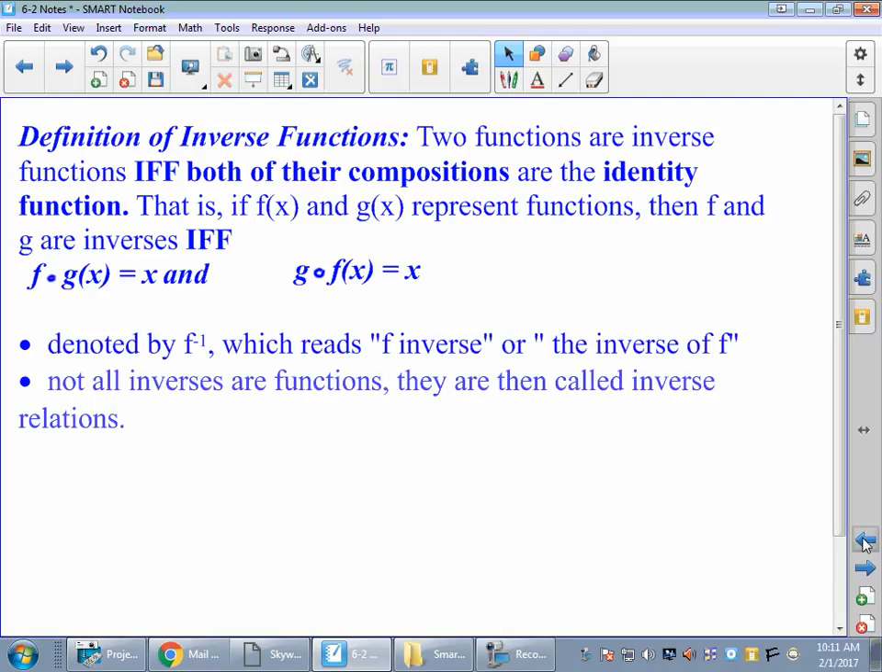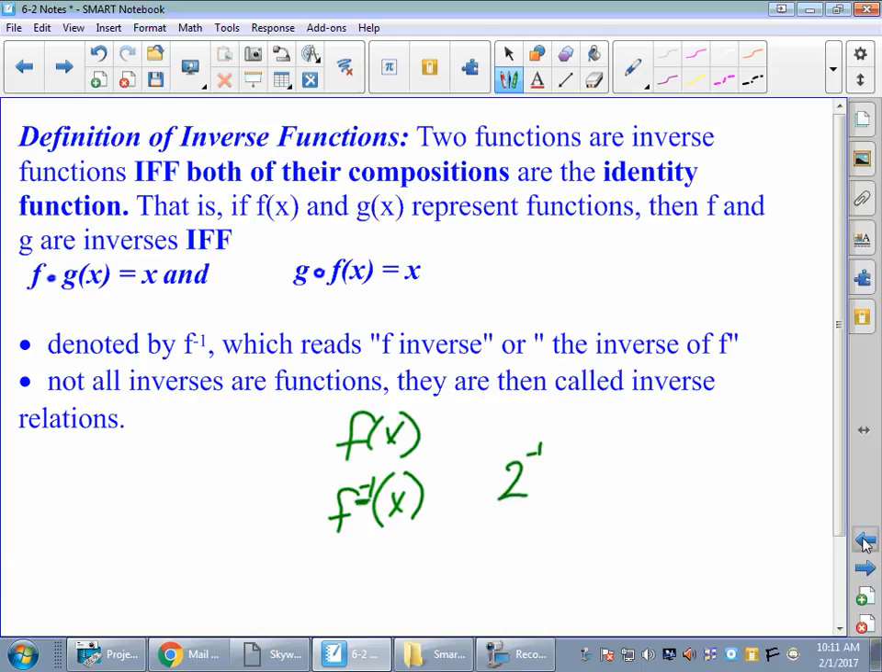And this is just a little bit of information about terminology. Function notation is f of x. So an inverse notation is f to the -1 of x. The -1 we use a lot in math, and it's a symbol for inverse.